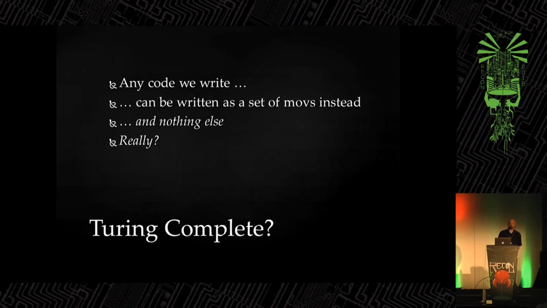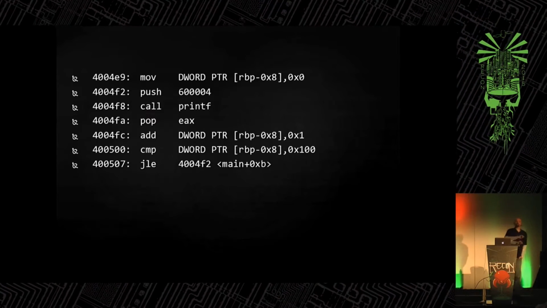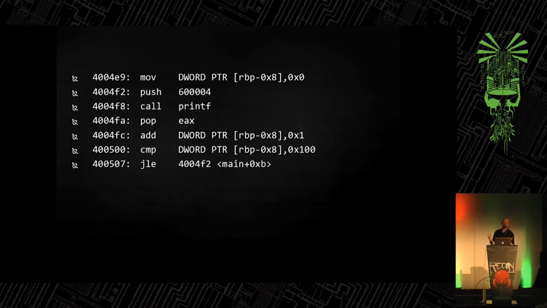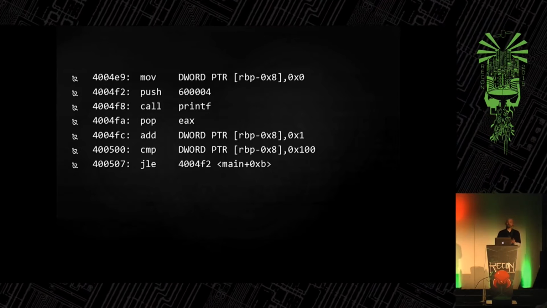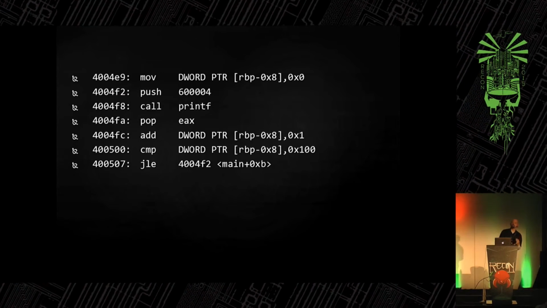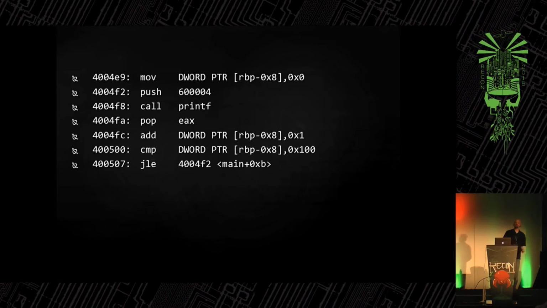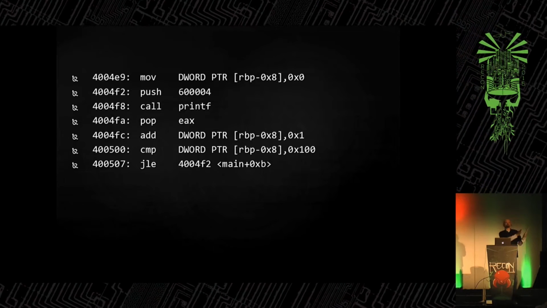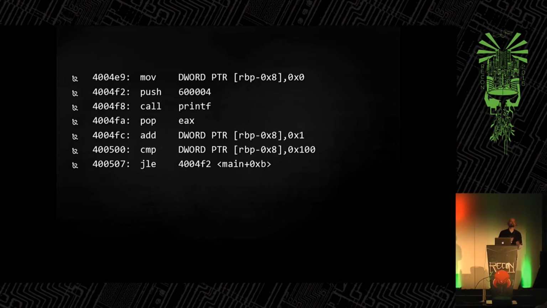Suddenly I realized that'd be pretty hard to reverse engineer, wouldn't it? Because we'd go from something like this, where we've got all these nice instructions that tell us exactly what this code is doing. In just a matter of seconds, I can look at this and see that we're initializing a variable to 0. Then we're pushing a string onto the stack and printing it out. We're removing an argument from the stack. We're incrementing our local variable by 1 and comparing it to 100. And if it's not 100 yet, we're repeating this whole thing 100 times in a loop. So just by looking at the mnemonics, in a couple of seconds, I can reverse engineer it and understand exactly what this code is doing.